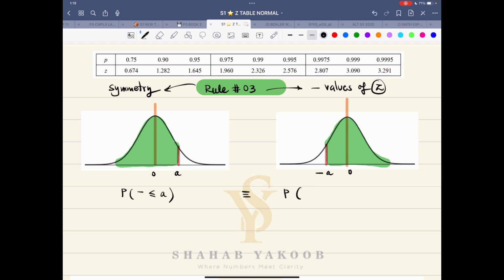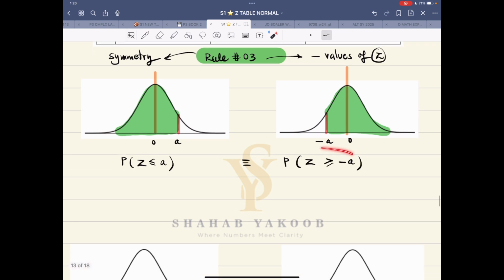So this is z less than or equal to A, this is z greater than or equal to negative A. That means if I am given this, I should convert it back to this. So that is how the concept of symmetry is applied.